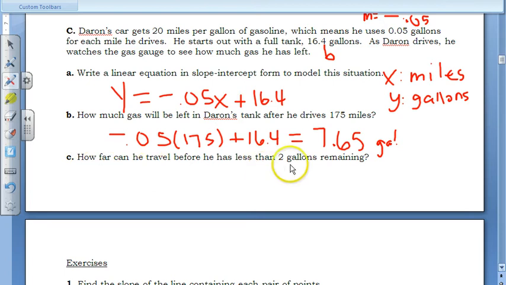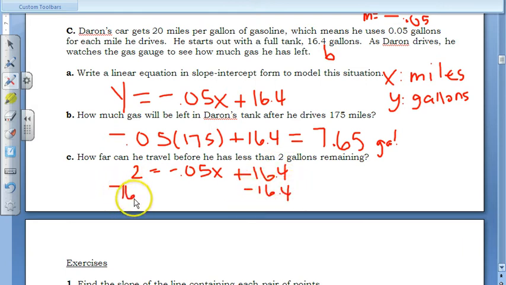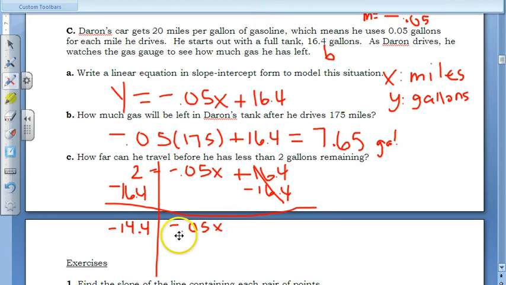How far can he travel before he has less than 2 gallons remaining? So gallons is a Y. I'll put 2 in for Y. And then we have to solve the equation. We will start by subtracting 16.4 on both sides. The negative 0.05x remains the same. 2 minus 16.4 is negative 14.4. And then we're going to divide both sides by the slope. And we get x is 288. Which means he drove 288 miles to have less than 2 gallons left in the tank.